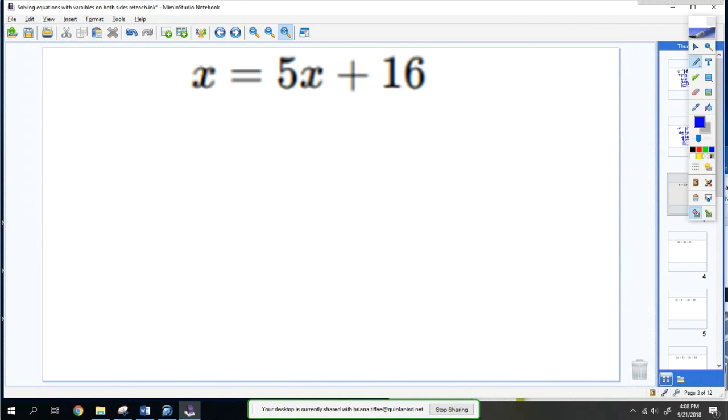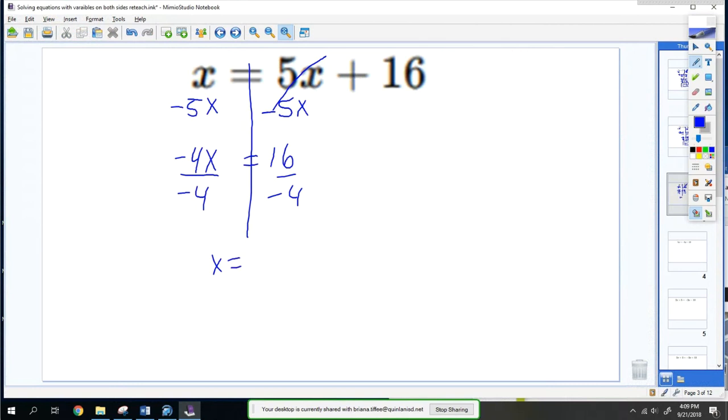Let's try another one. We have x is equal to 5x plus 16. So I'm going to draw my line, and we're going to subtract 5x from both sides. So these will cancel out. x minus 5x, so I'm basically taking 5x away from x. We have negative 4x is equal to 16. Divide negative 4 to both sides, and you get x equals negative 4.